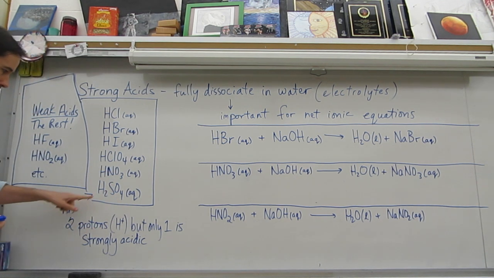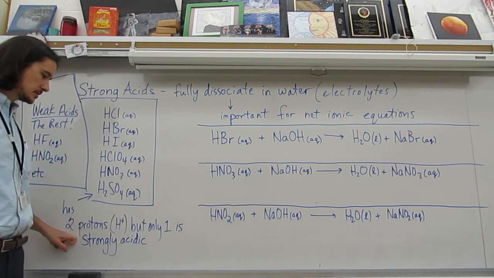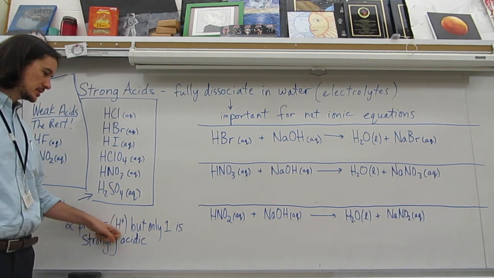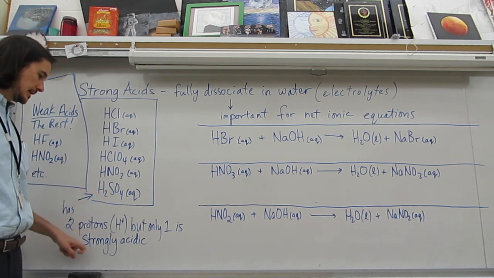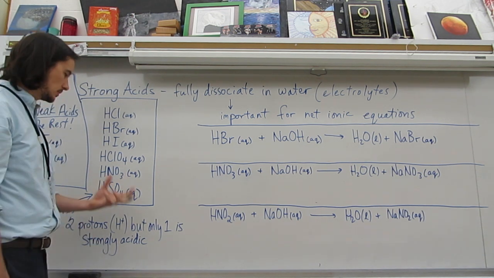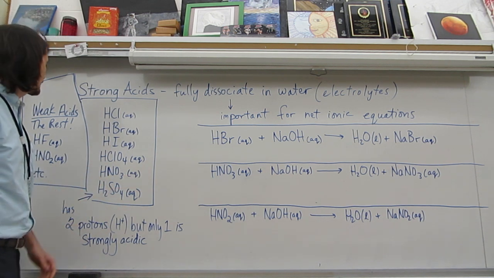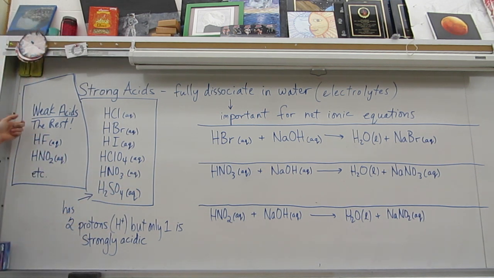Just a note, sulfuric acid has 2 protons. Proton is H+, but only the first proton that comes off is strongly acidic. So that'll make sense later. Weak acids are all the rest.